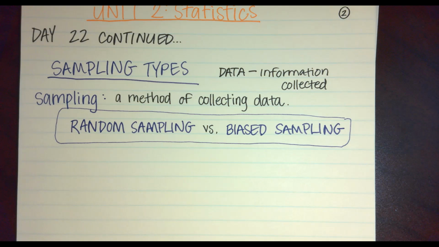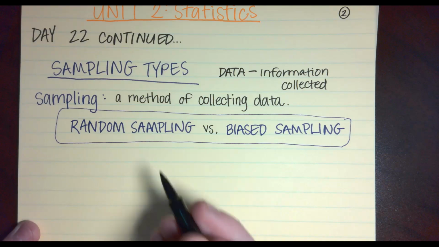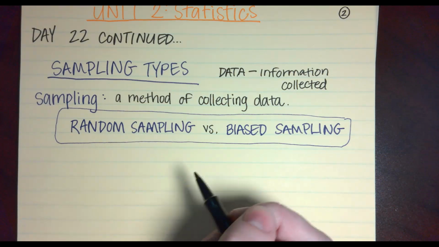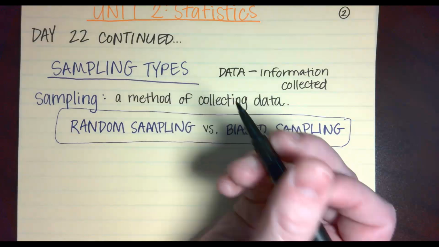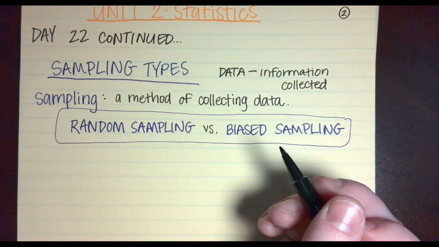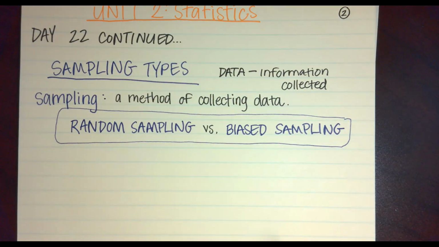And okay, here's an example. Random can mean unexpected. We can't predict the outcome. If it's random, we can't predict the outcome. There's not going to be anything that would sway it either way. So random sampling is whenever you're sampling and collecting data, and each individual is going to have the same chance, an equal chance of being selected.